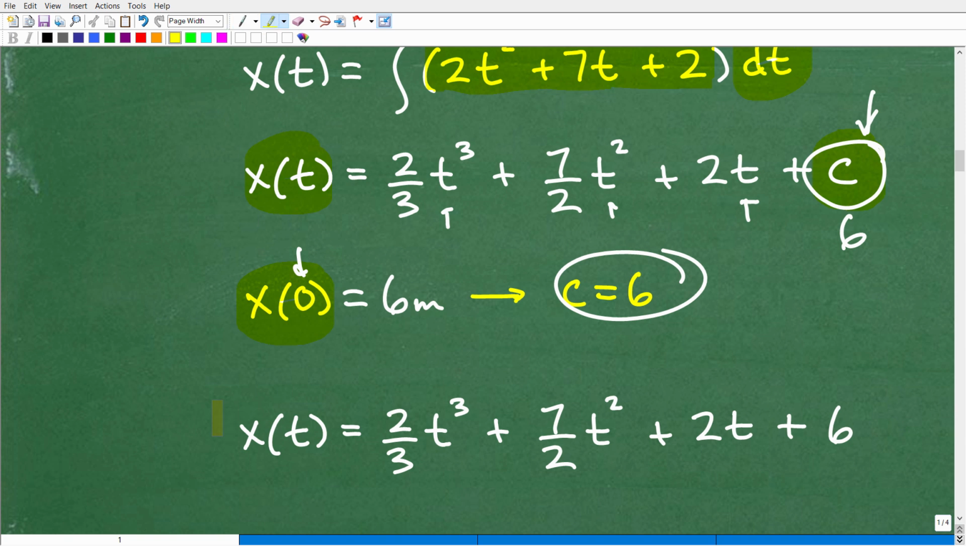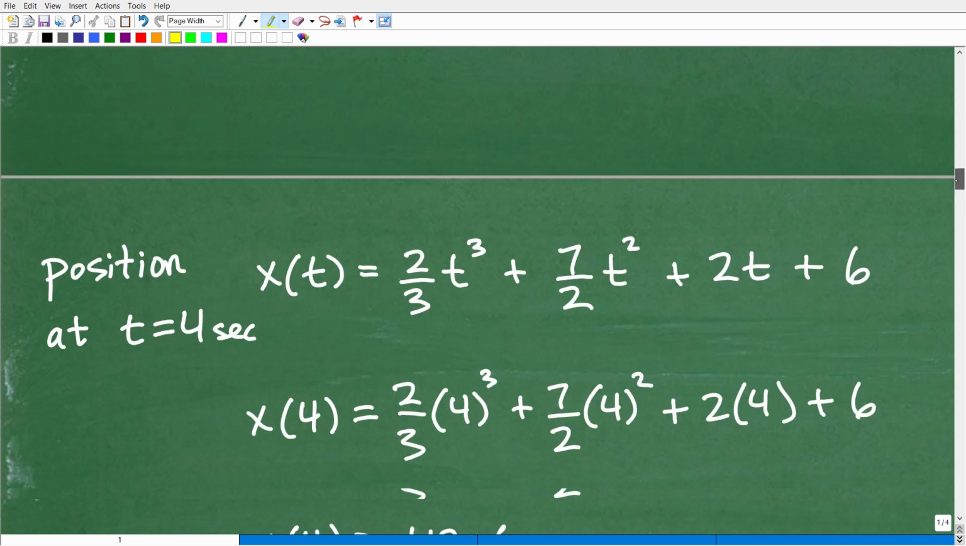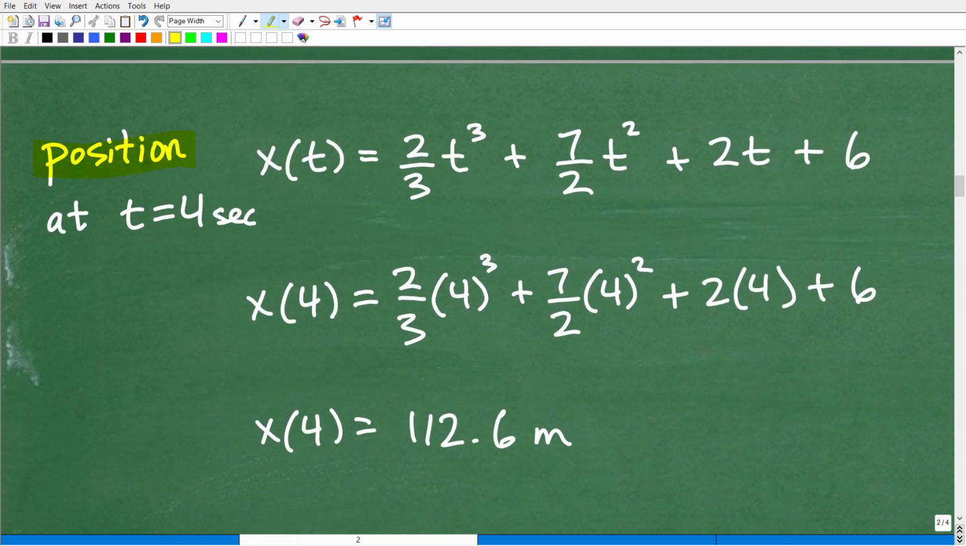So this right here is the full position function. Okay, so I don't have C, I have 6 now. And now I can answer that last question. What's the position at time is equal to 4 seconds? So I got my full position function right here, x of t. So I'm just going to plug in 4 for t, that's 4 seconds.